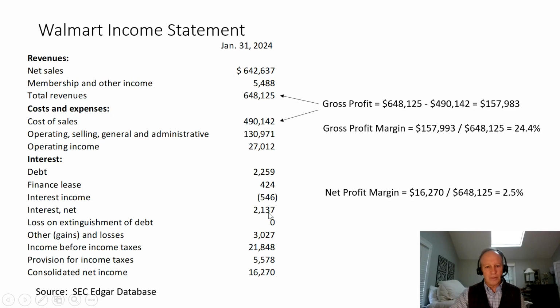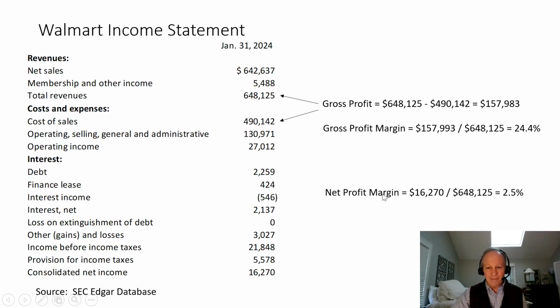So if I take that 2137 and that 3027 number, these two numbers right here, and I subtract them from this $27 billion number, I'm going to get this income before taxes. That's the EBT, income before taxes. That's 28,848. Here's their provision for income taxes. It kind of looks like they're paying a tax rate of about 25% if I do the math there. So the consolidated net income is $16.27 billion.